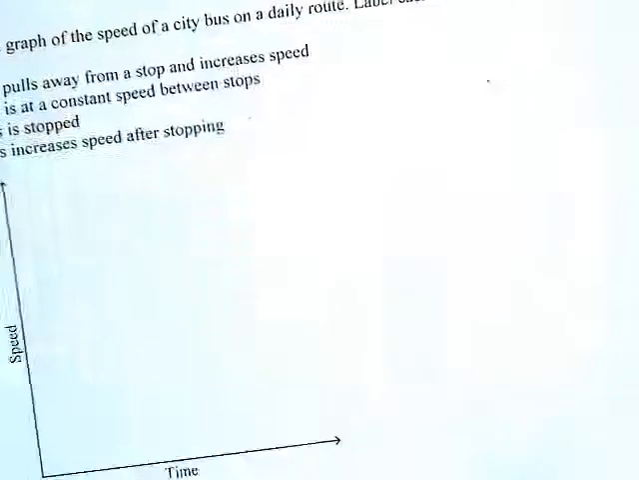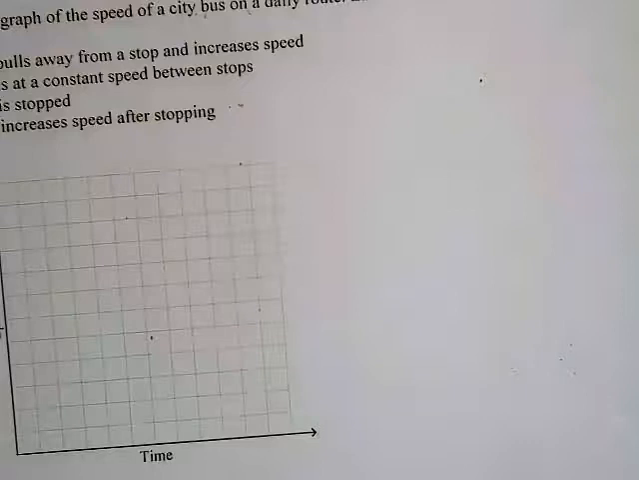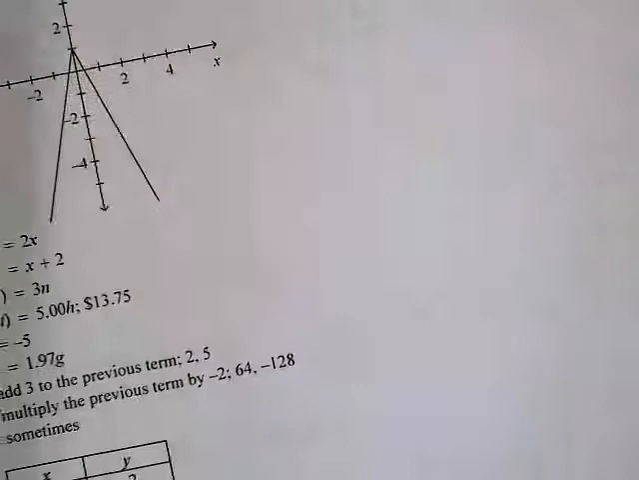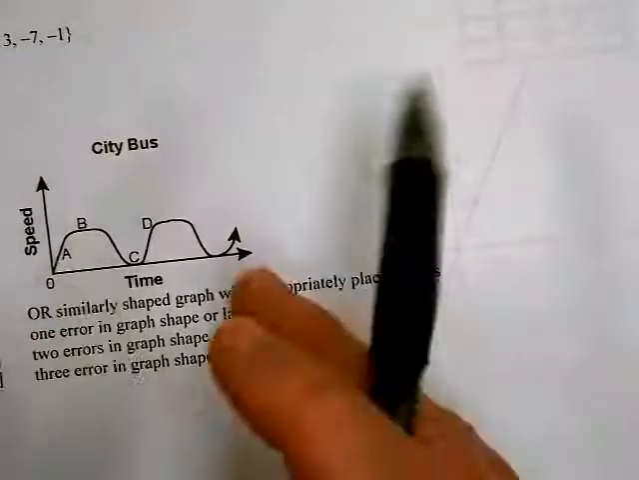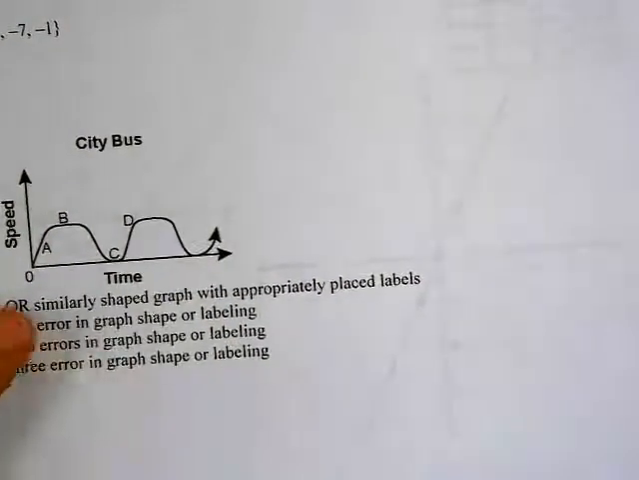23, sketch a graph of the speed of a city bus on the daily route. Label the section. The bus pulls away from a stop and increases its speed. Let's see, I bet I have this. I'm going to show you what they have. The bus pulls away and increases its speed. Read me part B. I can't show you both things at once. What does part B say on your paper? It does what? It has a constant speed between stops.